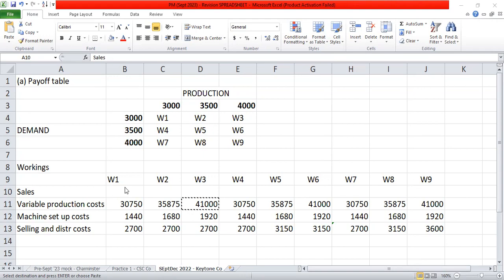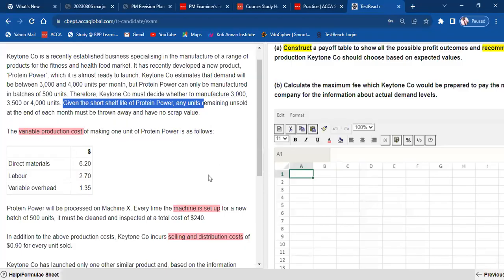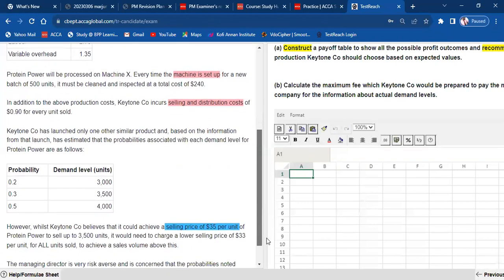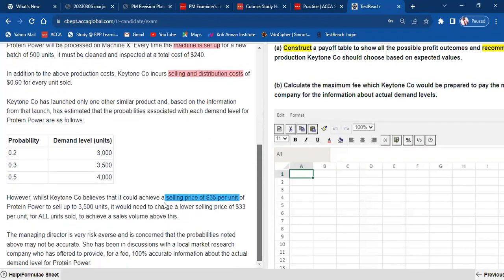How about sales? Let's work out our sales numbers. They believe that a selling price of 35 per unit of protein power to sell up to 3,500 units is possible. But they will need to charge a lower price of 33 for all units sold to achieve a sales volume above 3,500. Okay, so in most places, we are going to sell at 35.